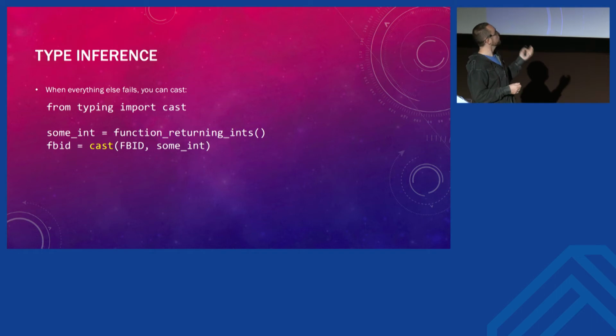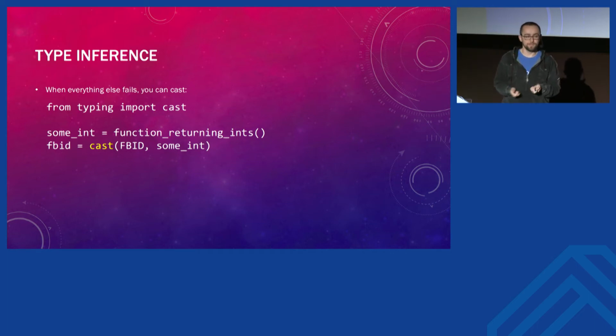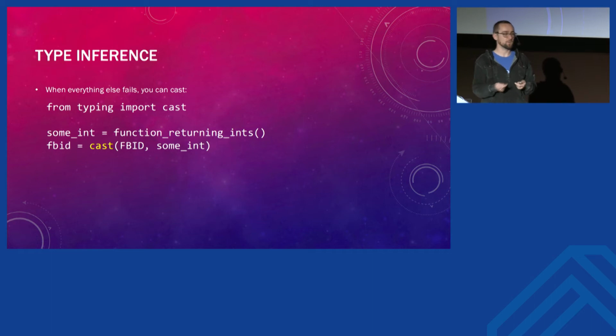Like, for example, if you actually have an int from somewhere and you have to say, this is an FBID, trust me, you can do this. So you don't really use it that often, like you shouldn't. Typically, your code can be trivially refactored not to require cast, but it's there because there are situations where there's no other way. All right, so we're done with the first part of the talk.